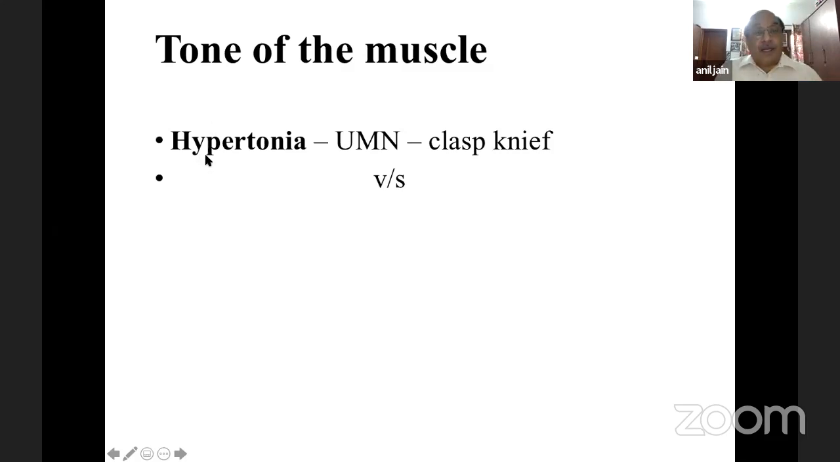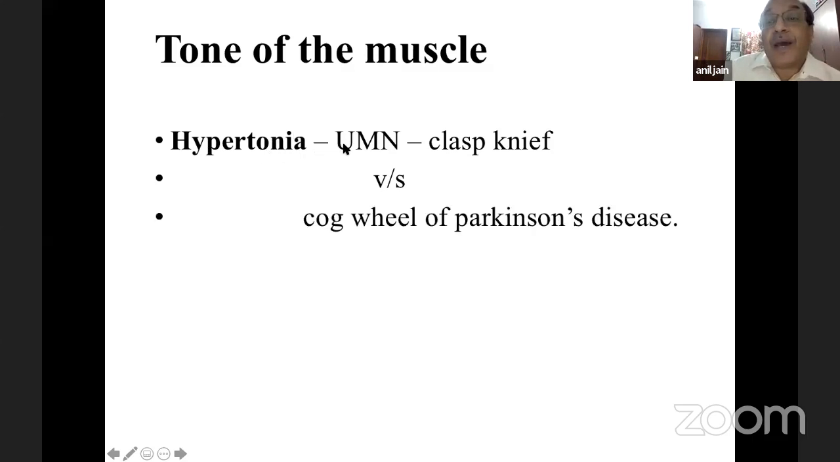Now, tone of the muscle, there are various kinds of tone. Hypertonia, where tone has increased. Now, this increased tone is of two types: an upper motor neuron type or a Parkinson's disease or extrapyramidal type. So in an upper motor neuron lesion, it is a clasp knife type. What is a clasp knife? You try to open the knife, there is a resistance, and then it gives way.